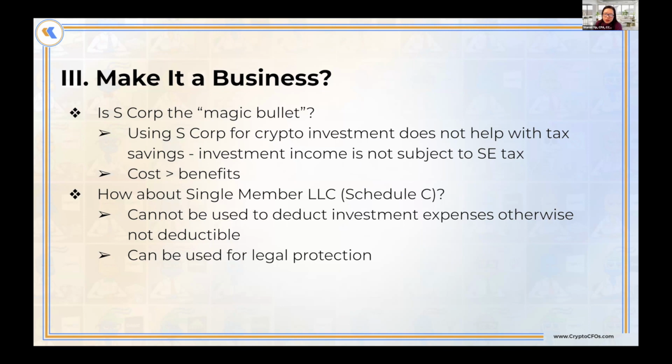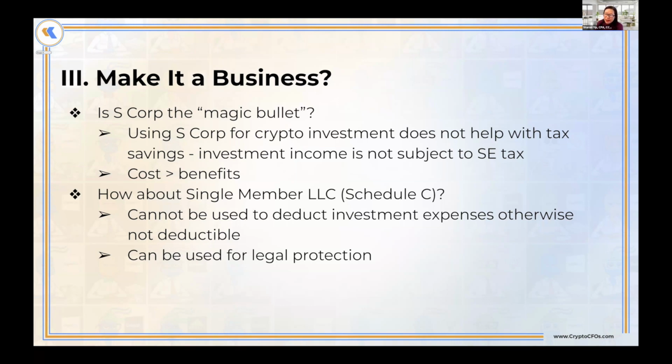All right, let's talk about whether using a business entity structure for crypto investment is a good tax planning strategy or not. From time to time, we get people coming to us and saying that their CPA or their friend told them to do their crypto investment with an S corp. So is an S corp really the magic bullet? I would say not really.